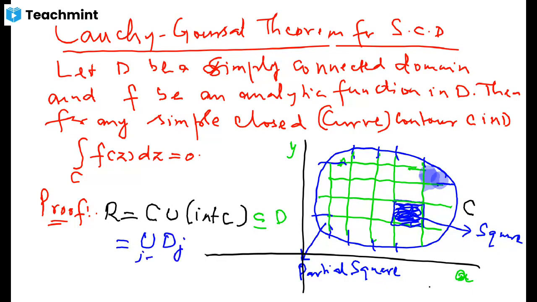Let that number be n. We divide this through square regions. With this division, these squares form a cover of the whole region, which includes the contour C and its interior. Now next, let me call the boundary of this square region Cj. Let us denote this boundary to be Cj.